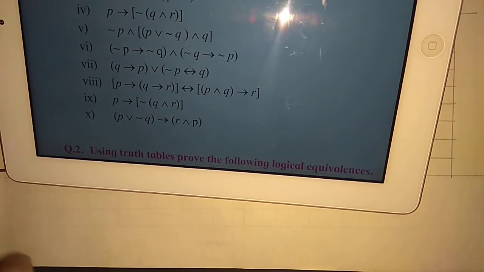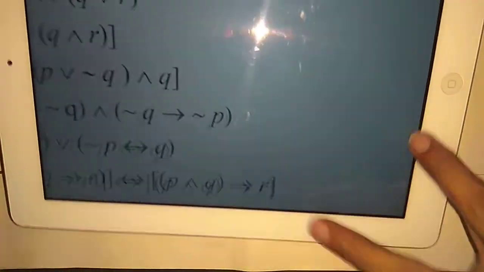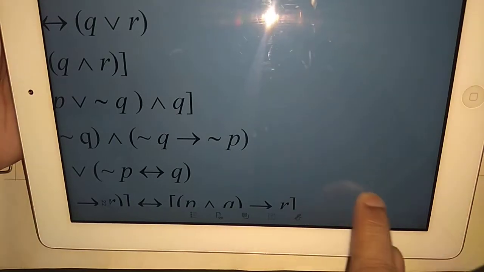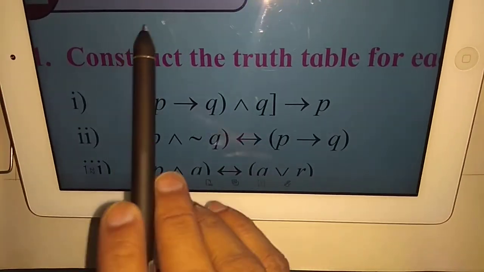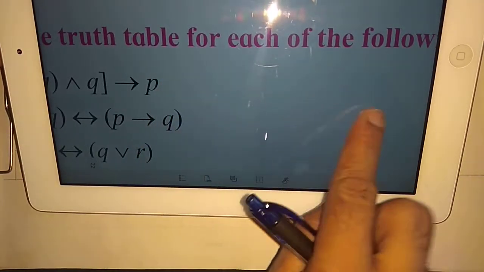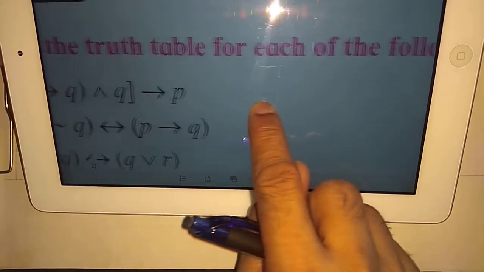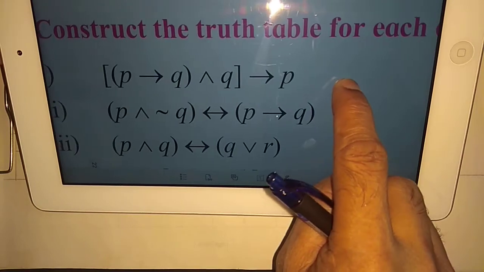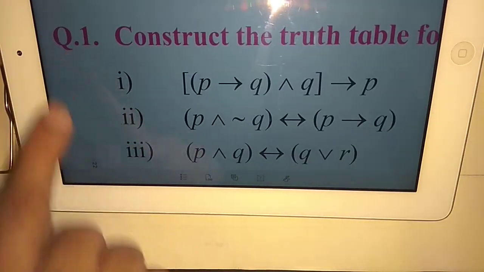Dear students, today we will discuss and do the problems of exercise 1.2. Exercise logic chapter 1.2. Construct the truth table for each of the following statement patterns. 1.2, main question 1, sub question number 2.